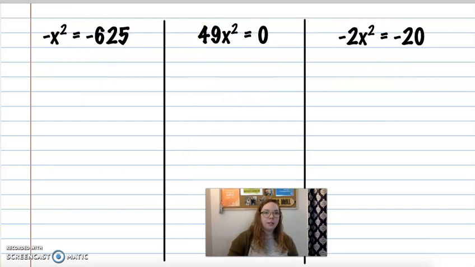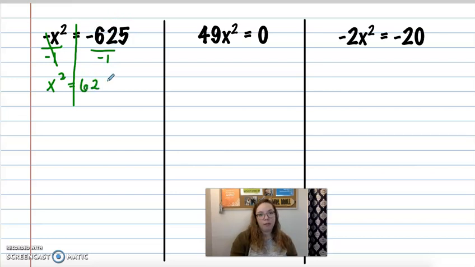All right, next slide. Here I have a negative in front of both of my terms. So to get rid of this negative, I'm going to divide both sides by -1. So before you square root, you do want your x term to be positive. And then that's going to make this a positive 625. So when I square root both sides, I'll end up with positive and -25.